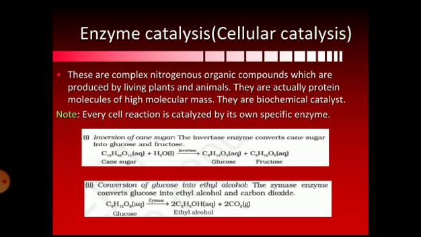Enzymes. And those enzymes are nothing but complex nitrogenous organic compounds. Those enzymes are nothing but what? Complex nitrogenous organic compounds which are produced by living plants and animals. So enzymes are biological catalysts which control the biochemical reactions. Right? And these are complex nitrogenous organic compounds which are produced by living plants and animals.